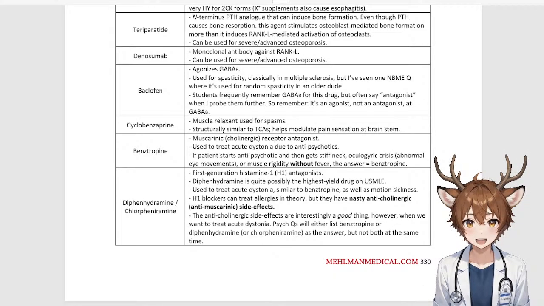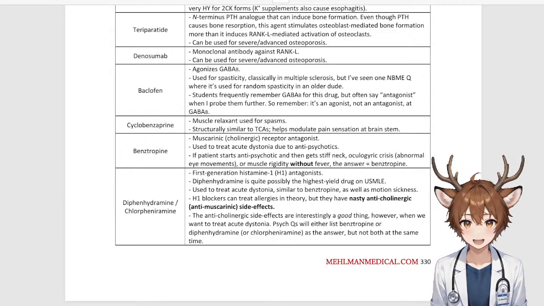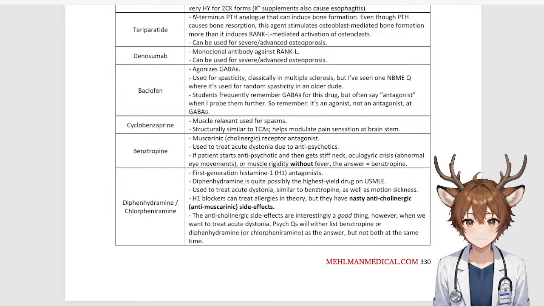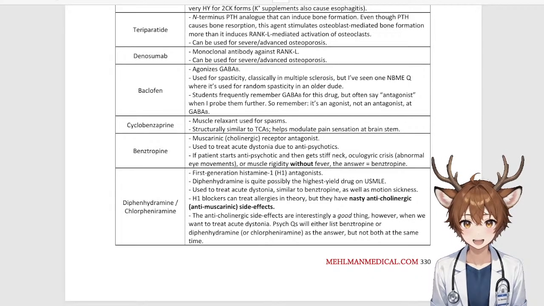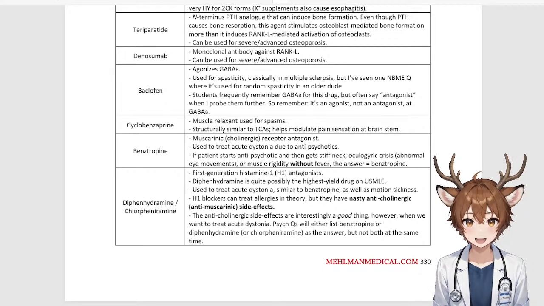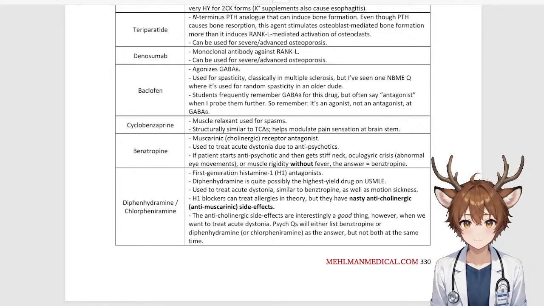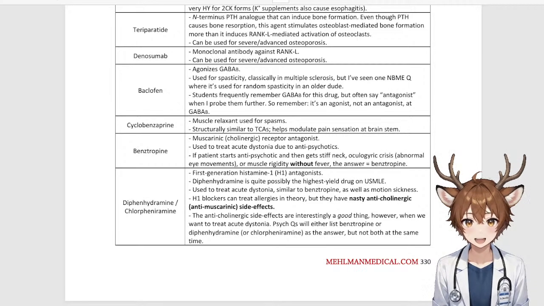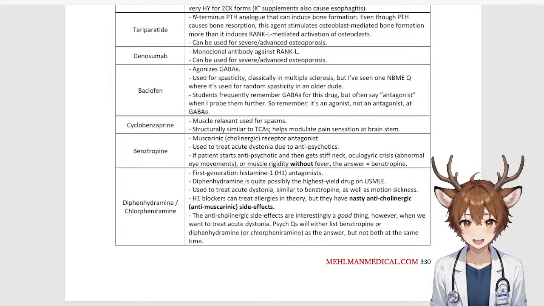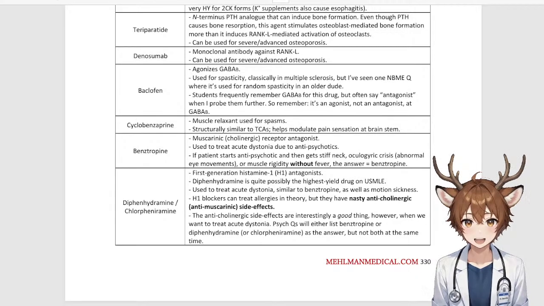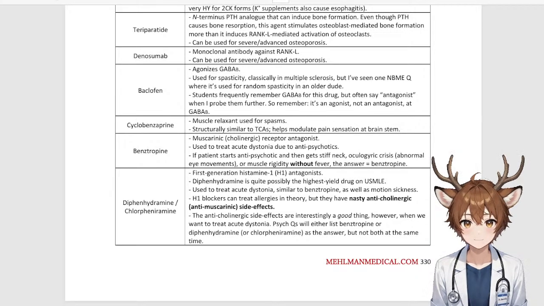Cyclobenzaprine, a muscle relaxant used for spasms, structurally similar to TCAs, helps modulate pain sensation at the brain stem. Benztropine, a muscarinic cholinergic receptor antagonist, is used to treat acute dystonia due to antipsychotics. If the patient starts an antipsychotic and then gets a stiff neck, oculogyric crisis, abnormal eye movements, or muscle rigidity without fever, the answer should be benztropine.